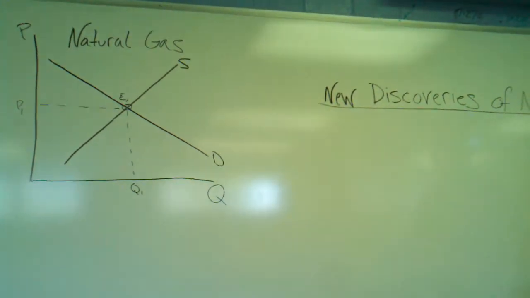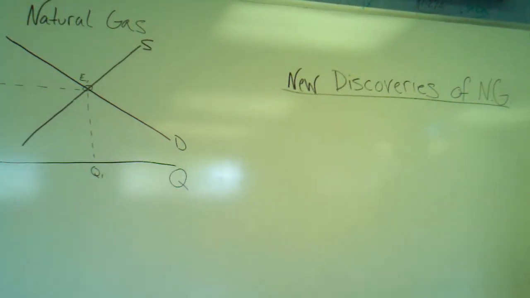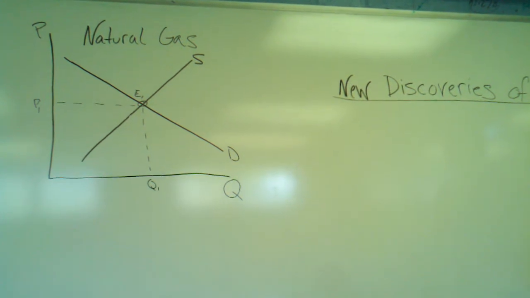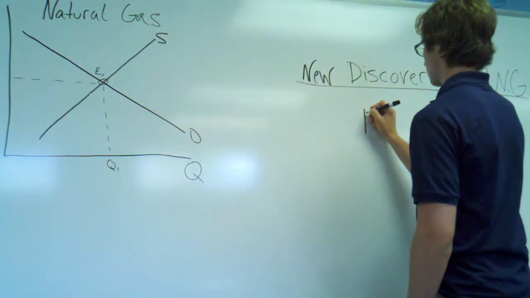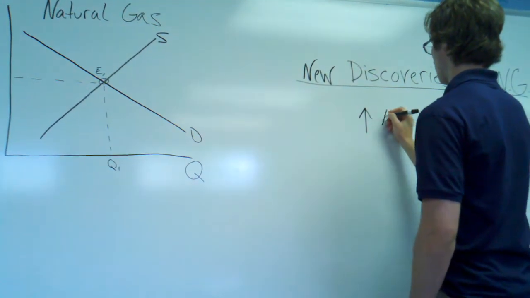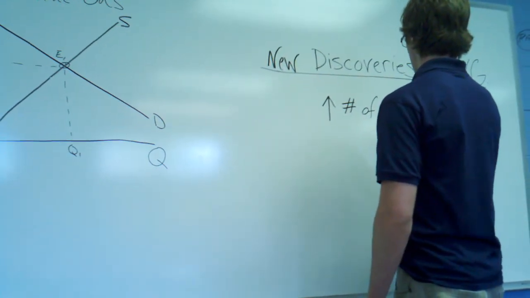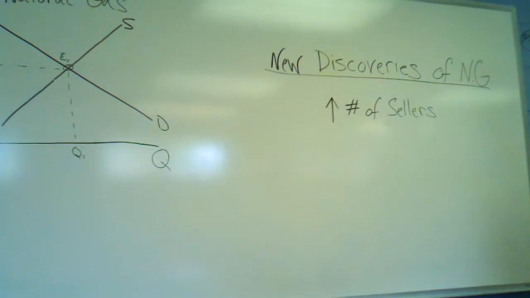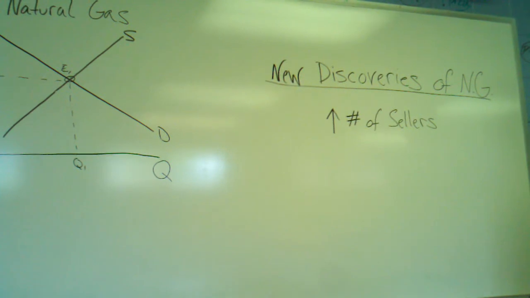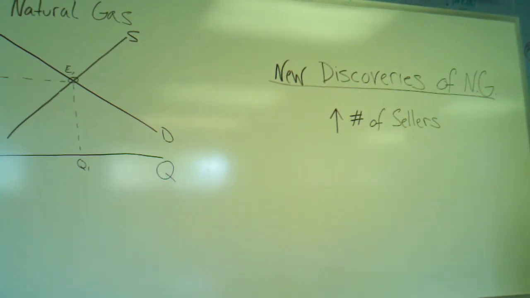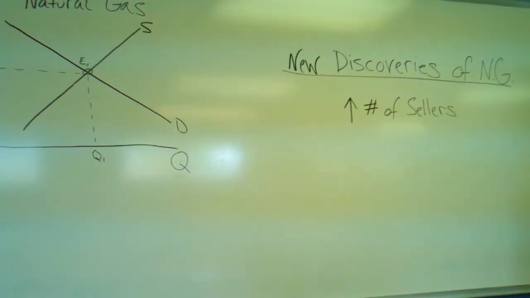So obviously with new discoveries of natural gas, well, that's going to be a non-price determinant of supply. And the easiest one to associate this with is, we're going to write down an arrow up and then the number sign, and we're going to write down of sellers. An increase in the number of sellers. Because there's simply many more sellers of natural gas. So think about all of the people who owned these properties in Pennsylvania, West Virginia, all up and down the East Coast. They can now sell the natural gas that's trapped in the shale rock beneath their properties. So an increase in the number of sellers.